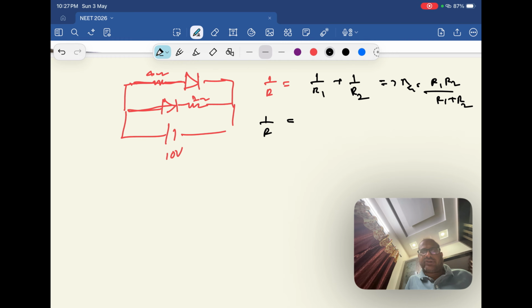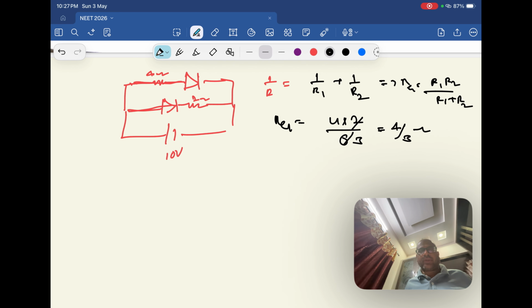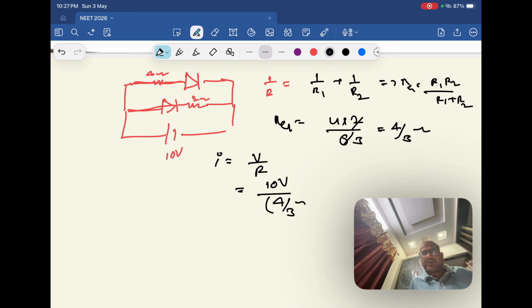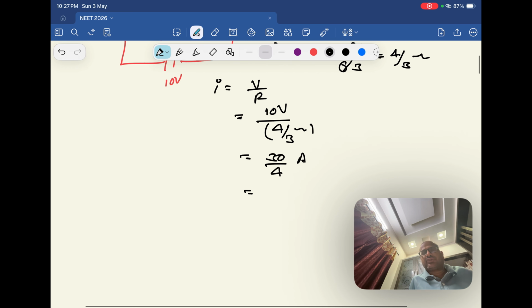So from there you can find out R equivalent. R equivalent will be 4 into 2 by 4 plus 2, which is 6. So you get R equivalent as 4 by 3 ohms, students. Now we have to find the I value. So I is equal to V by R. The applied potential is 10 volts, divided by 4 by 3 ohms. This will be 30 by 4 ampere. 30 by 4 means 15 by 2 ampere, which is equal to 7.5 ampere you will get.